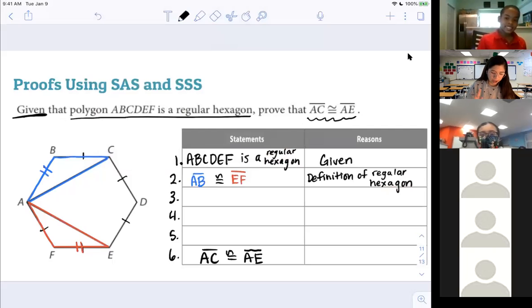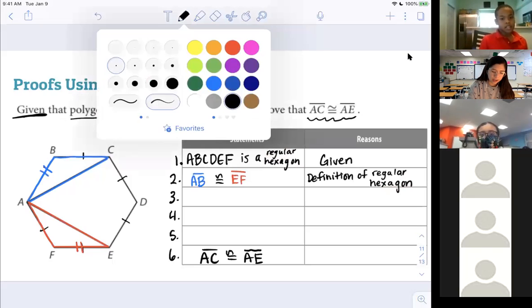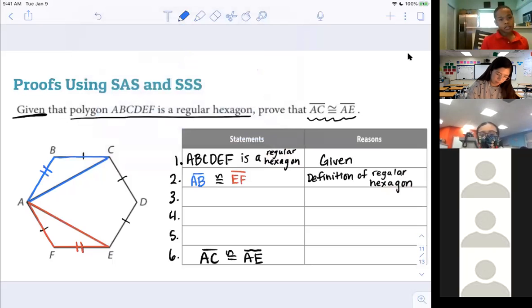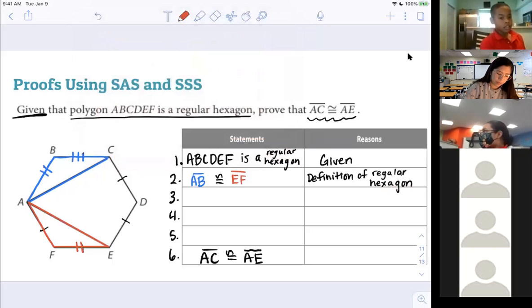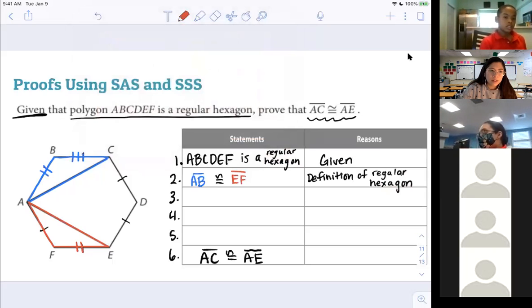I know now I have 2 pairs of sides that are equal. I should probably get another 2 pairs. So I know somebody was going to say BC and FE. Be careful. BC, EF, and we already did EF. So here I have to do AF.